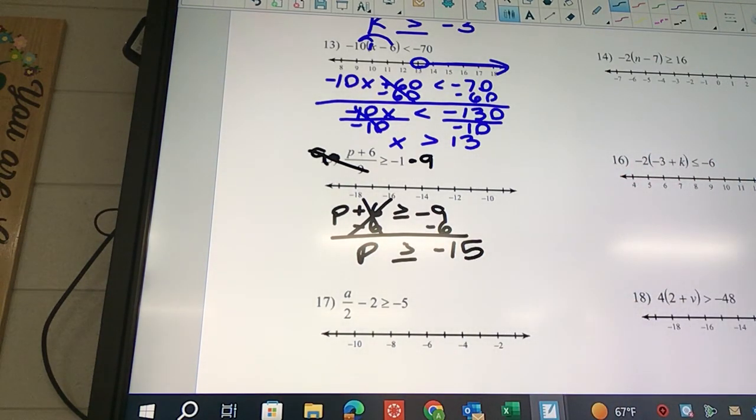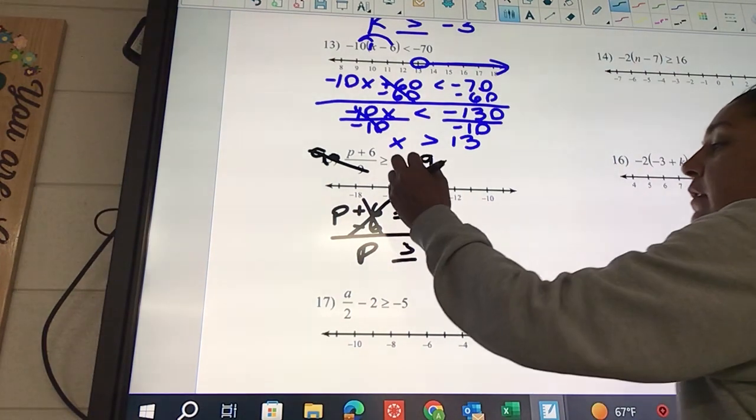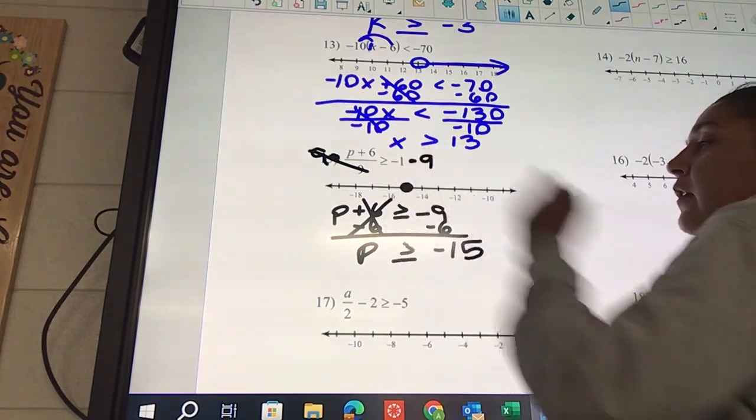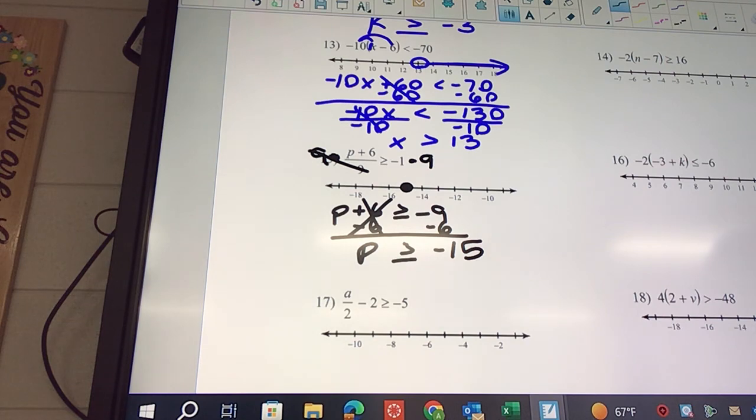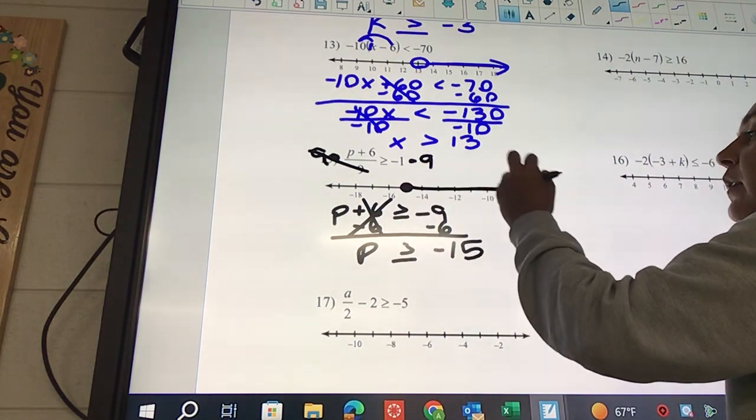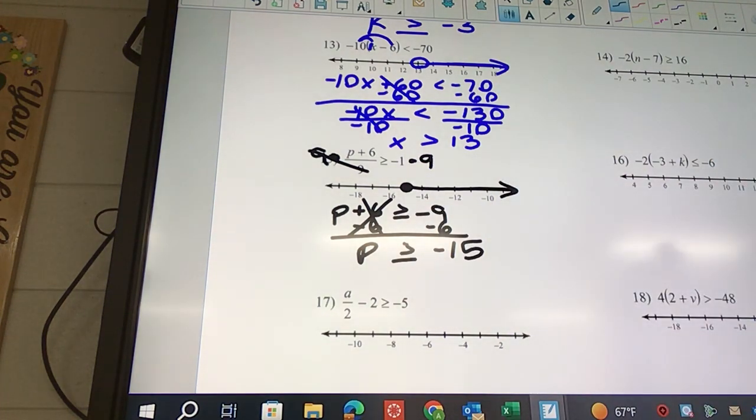Okay, so on the 15, is that going to be open or closed? It's going to be closed. And where is that? Between 14 and 16. P is what? Bigger, so which way am I going to be going? To the right. Only multiply and divide by a negative.